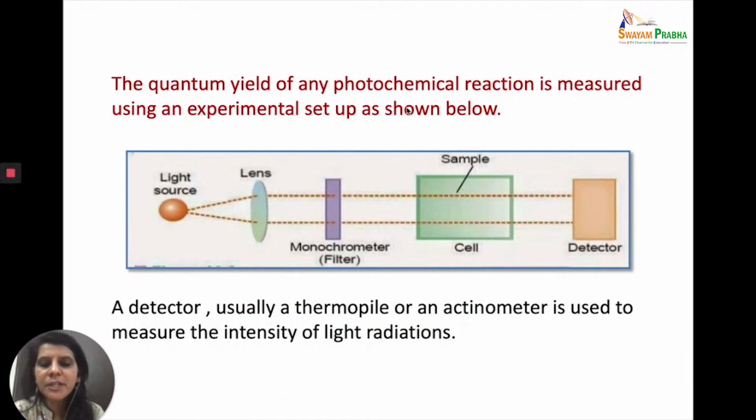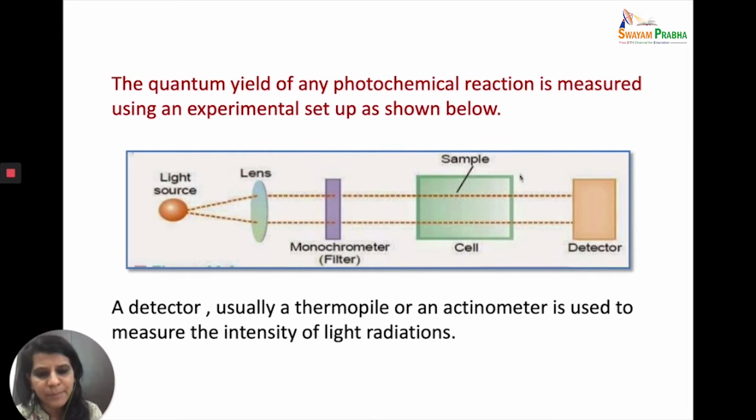The quantum yield of any photochemical reaction is measured using an experimental setup which is shown below. Now this experimental setup was also shown in the previous presentation, but let's take a relook at it. So we have a light source here which emits radiation of suitable intensity in the desired spectral range. The commonly used sources are filament lamps, carbon metal arcs and the various gas discharge tubes. It also has a lens of suitable focal length. Then there is a monochromator or a filter which cuts off all radiation except the radiations of desired wavelength.